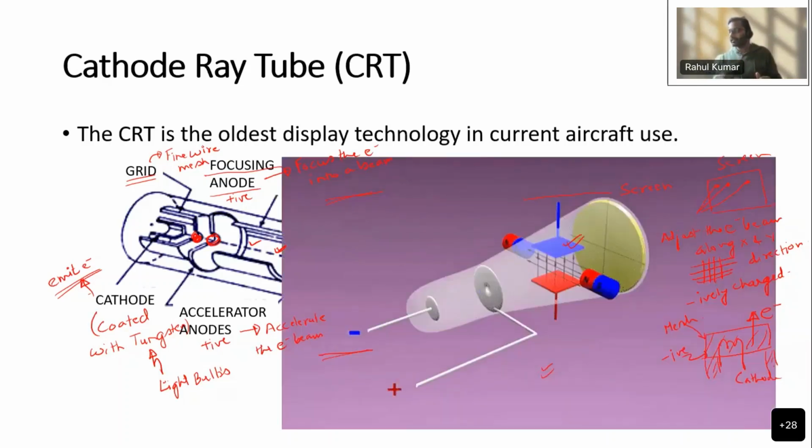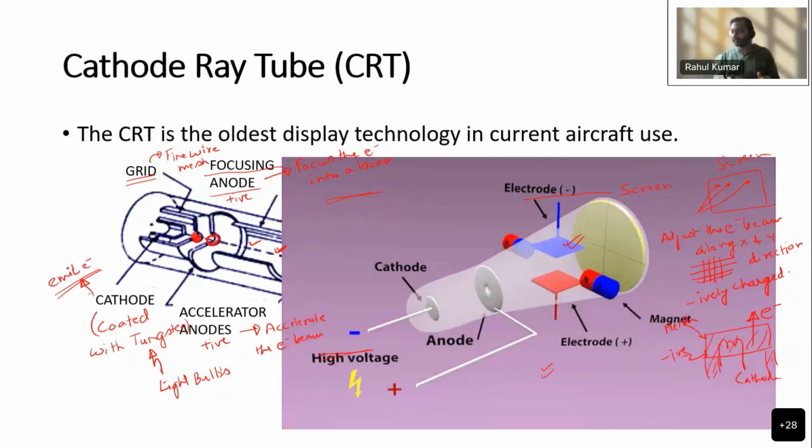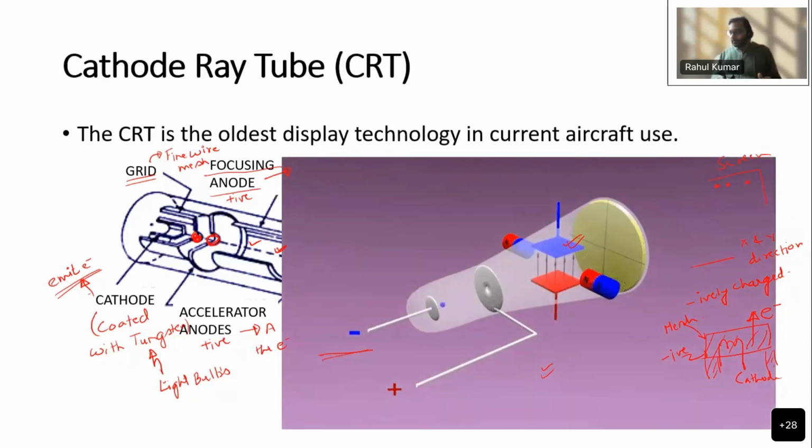And here is an animation to demonstrate the basic working of your CRT. Basically we apply a negative potential, and of course you have the cathode and the grid assembly here. Because of this potential difference, you get electrons. They are emitted. And this is your focusing anode.